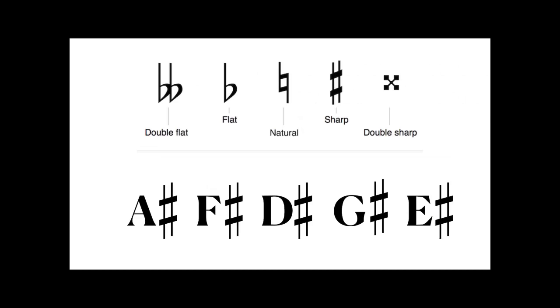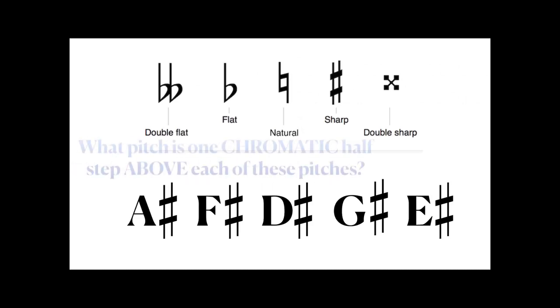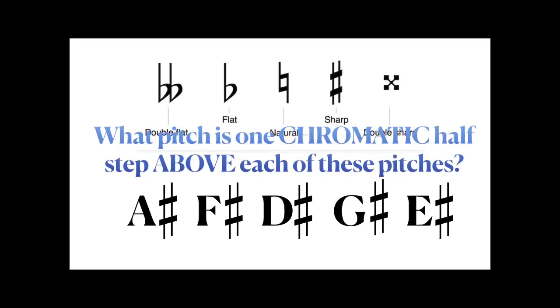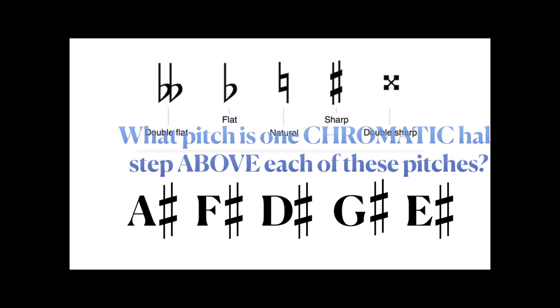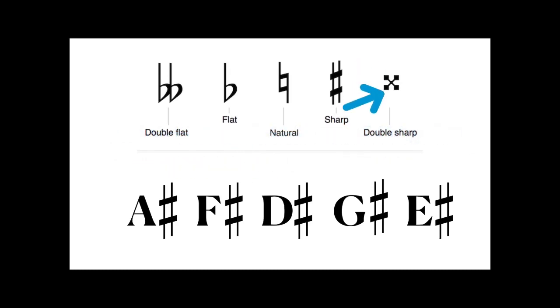What if we're not starting from a natural? What if we're starting from a sharp or a flat? Well, here we have listed A sharp, F sharp, D sharp, G sharp, and E sharp. If we want to raise each of these by a chromatic half step, we'll need to take the sharp and move it up to a double sharp. It looks kind of like an X.